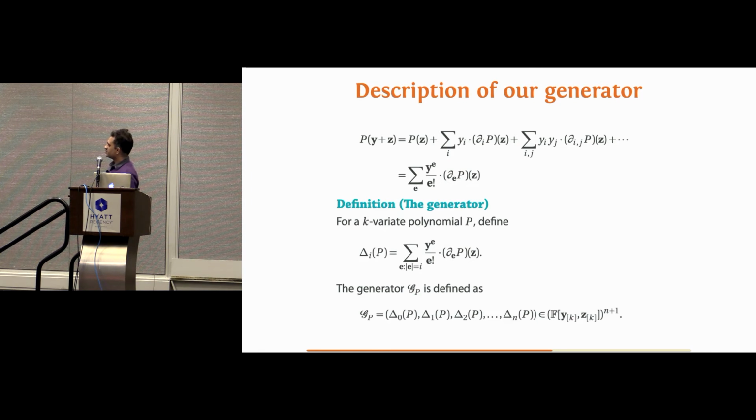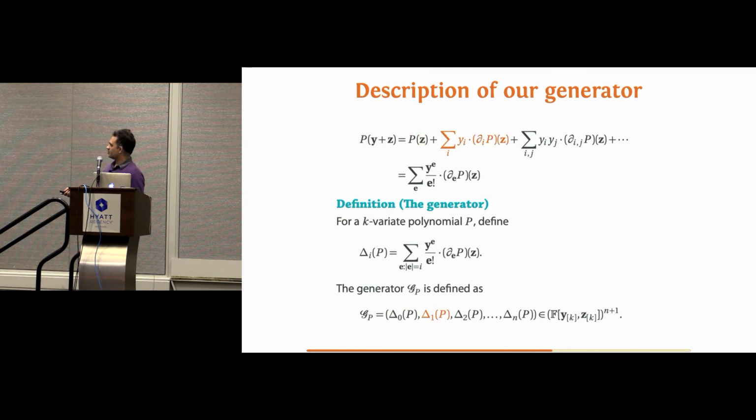The generator is basically going to collect terms of the right degree and put them in each of the coordinates, and it just takes the first n coordinates. So in principle, delta 0 corresponds to just the degree in y being 0 part, which is just P of z.